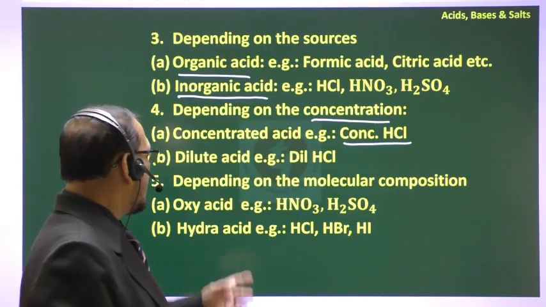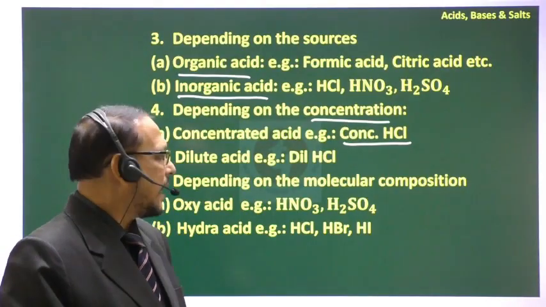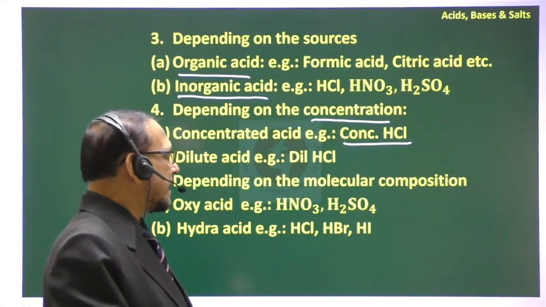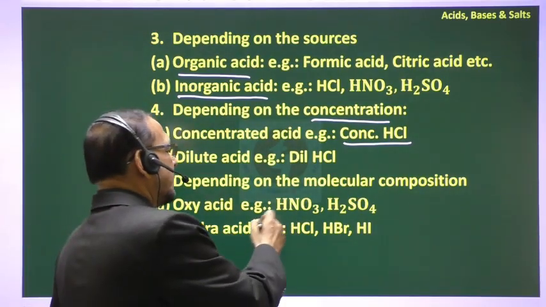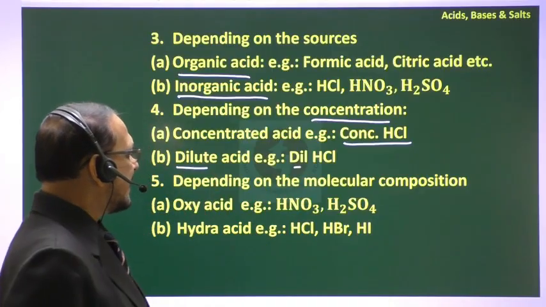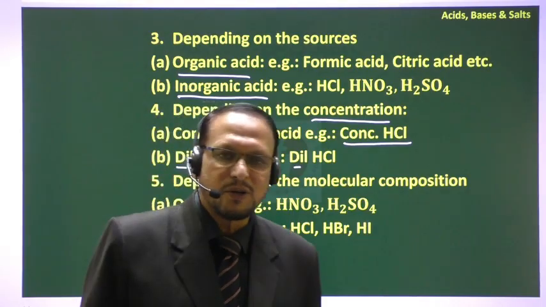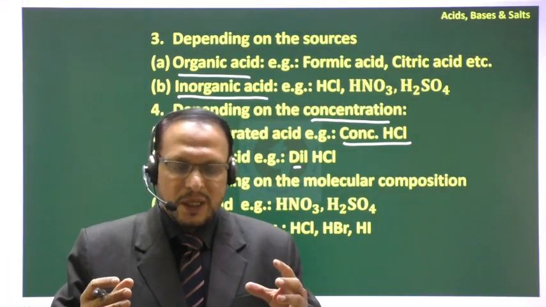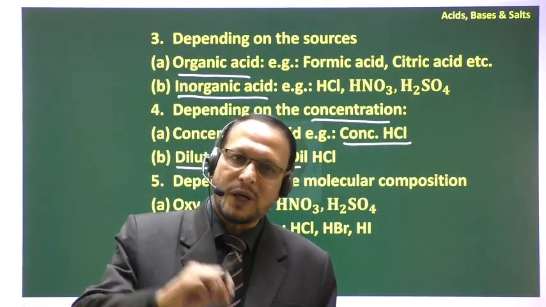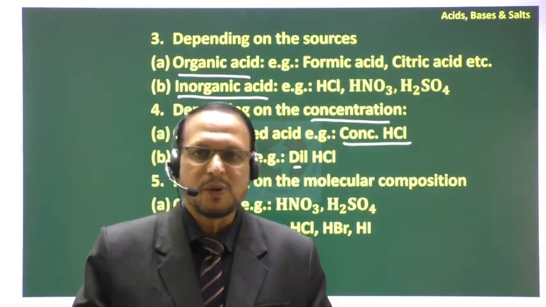Now dilute HCl means it contains more water and less acid: dilute HCl, dilute HNO3, dilute H2SO4. Like that. We shortly write dil, D-I-L, dil means dilute. Now one question I am asking you: when you do the dilution of acids, what do you do? Do we put acid into the water or water into the acid? What will you do? This is my question.